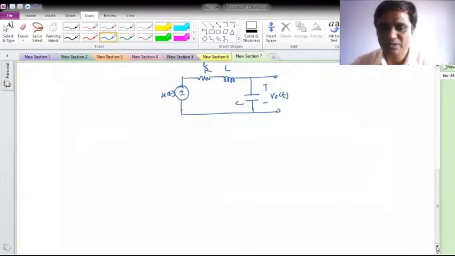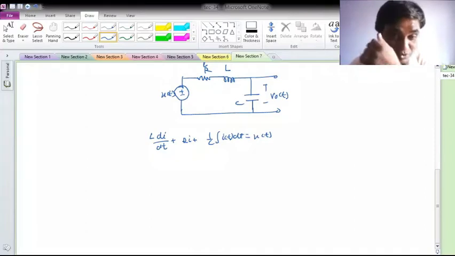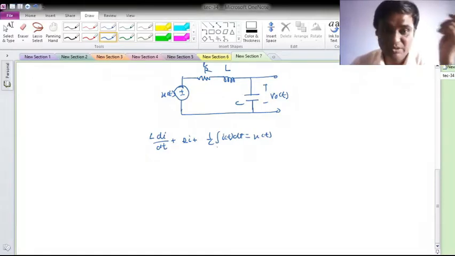Okay, so for that we have seen that we have written the equation L di/dt plus Ri plus 1 over C integral of i dt, which will be equal to the excitation, suppose u of t, and then from that we have defined the characteristic equation by differentiating one more time, because I don't want the integral.